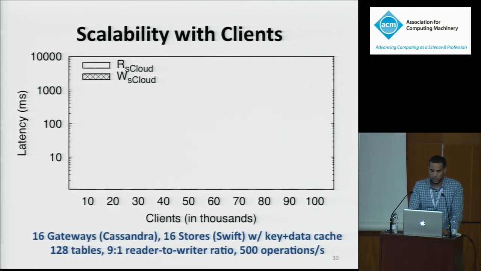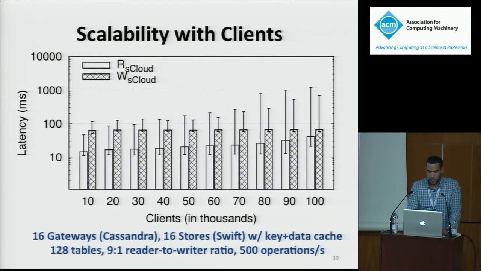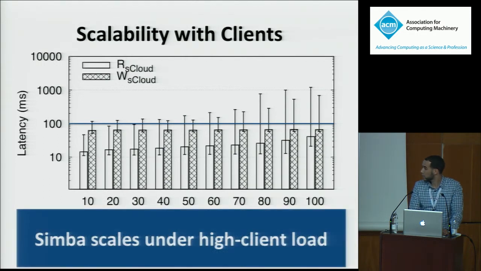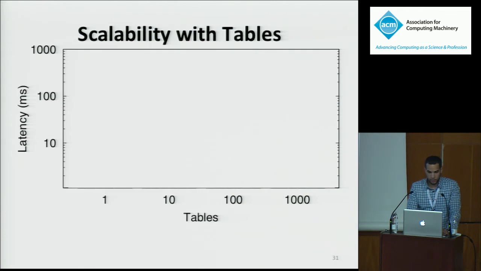On the x-axis, we scale from 10,000 to 100,000 clients. As you see here, Simba scales, as the median latency is stable under 100 milliseconds for all cases. We also measured the backend storage latency and found that it's stable as well. The error bars represent the 5th and 95th percentile latency, and at 100,000 clients, this is about 100 clients per core, so we believe this to be CPU oversubscription. The takeaway here is that Simba scales under high client load.